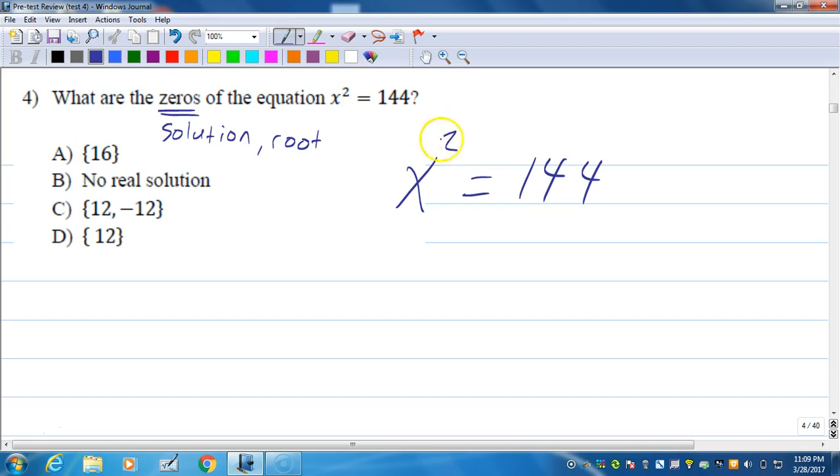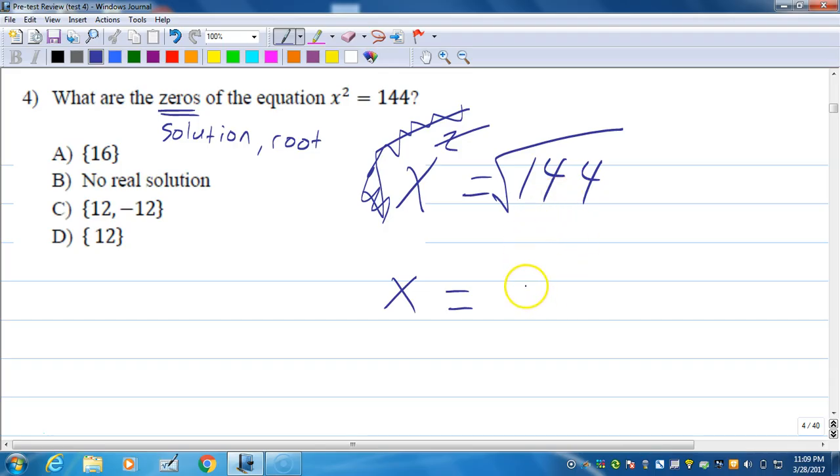Well, how do you get rid of the little 2, the squared, this exponent? You take the square root. If you take the square root to the left, you have to do it to the right. The square root will cancel this 2, and then this goes away. So you're left with x. Now the square root of 144 is 12 and negative 12. Don't forget the other one. 12 and negative 12. See, you think it might be 12 and you get the answer wrong with letter D.